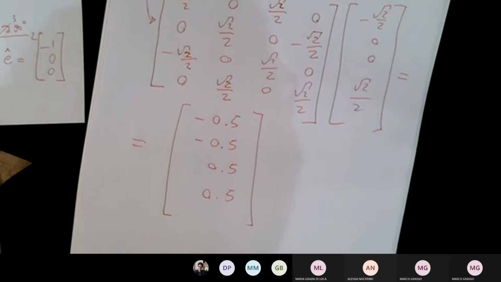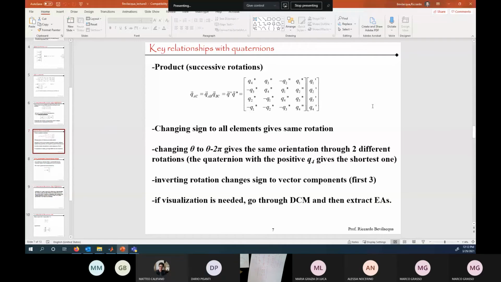If what I have in this slide is not some big mistake that I put in there, if you change sign to all the elements, it's the same thing. Is that what you have? You have 0.5, 0.5, 0.5, and minus, minus? Yes. Okay. So it may actually be the same thing.